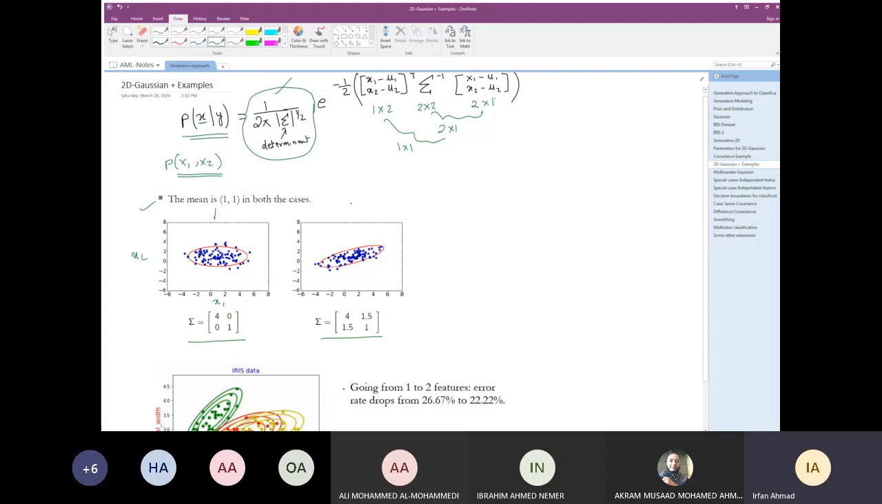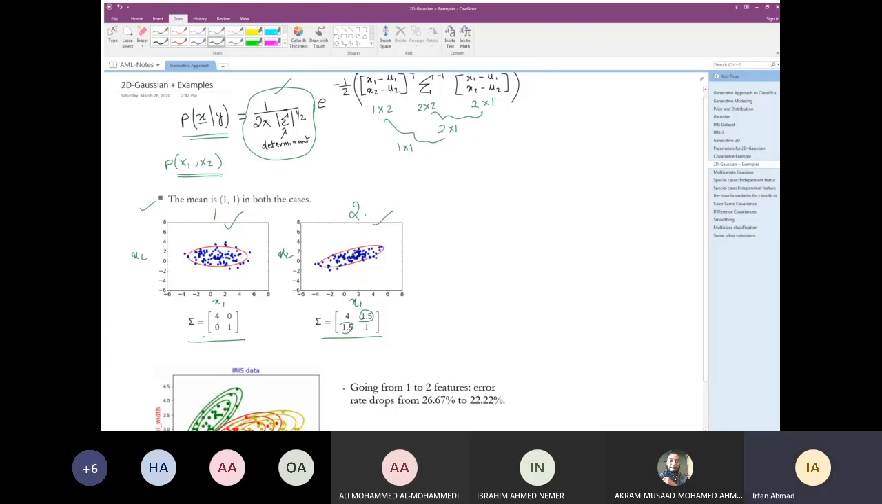Now, if you look at the second example, again, we have these two features, x1 and x2. Now we see a positive value for covariance, which means that there's a correlation between them. It's a positive correlation, right? So that's why the tilt is upwards. And again, the spread of the x1 feature is higher than the spread of the x2 feature. So these are positively correlated features, while the earlier ones are independent features because your covariances are 0.